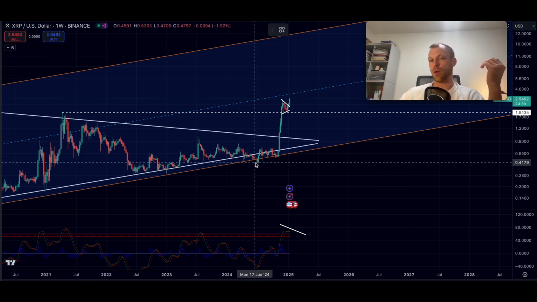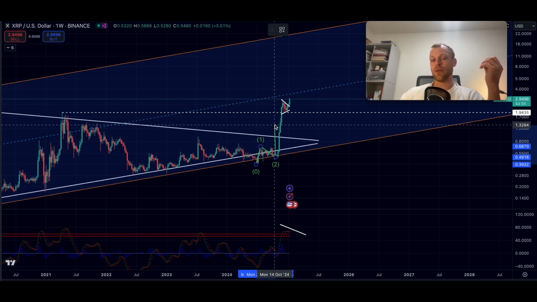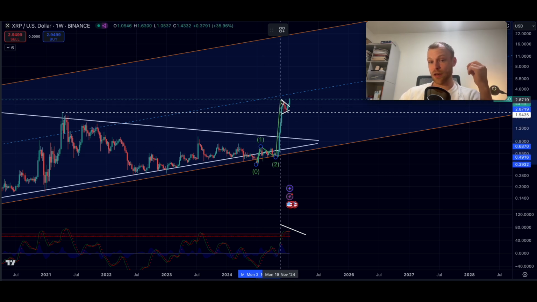First I want to look with you guys, and this is what Alessio also said, that we are forming a 5-wave structure right here. This is the first wave, then we have an A, B, C correction. This is the second wave. Then we have the third wave. We are right now most likely in the third wave.